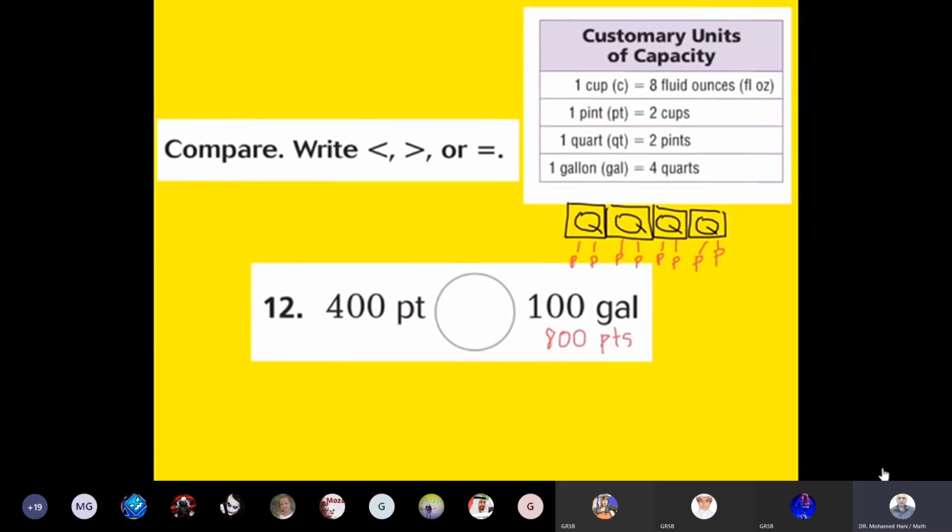Now, do you see which would be greater? Would it be 400 pints or 800 pints? Obviously 800 pints, which also equals 100 gallons.